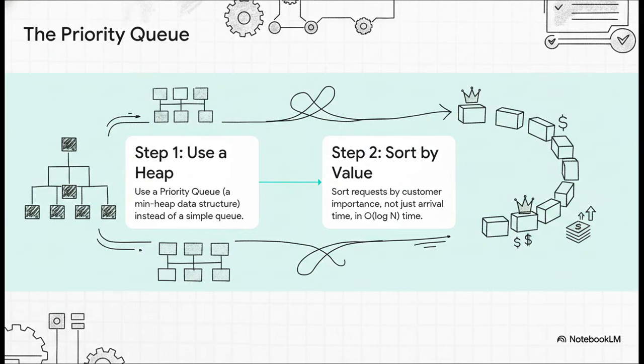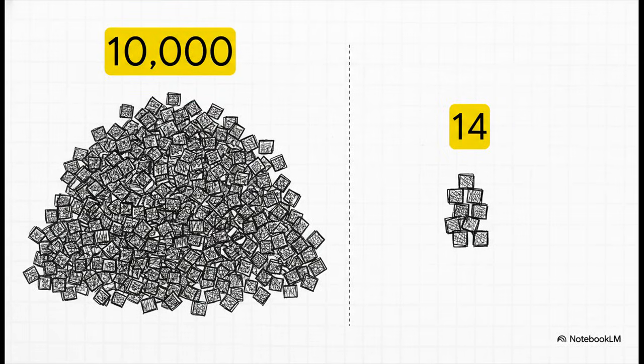It lets you sort requests by things like customer value, making sure your VIPs always get to jump to the front of the line. And get this, it's unbelievably efficient because it works in what's called logarithmic time. Sorting a line of 10,000 requests doesn't take 10,000 operations. It takes about 14, just 14. That's how you build a system that's both fair to your best customers and incredibly fast at scale.